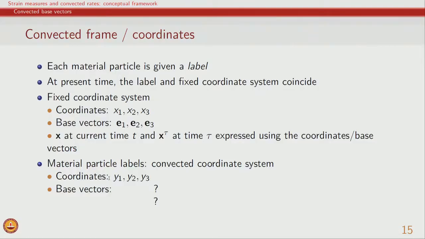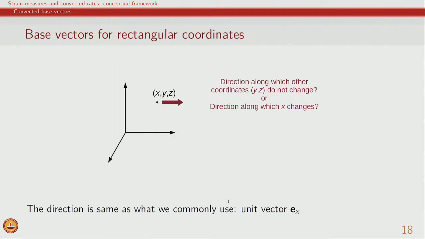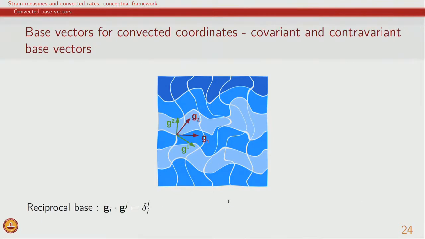base vectors. So, just to reiterate what we discussed in the last lecture, we define a convected frame in terms of a label of each and every material particle, and these labels are fixed to the material particle. So, when the material particle moves, the label or the coordinate system also moves, and then we could define two alternate sets of base vectors. One which depends on the direction in which the coordinate changes, the other one on how the constant surfaces are oriented, and these are called the tangent vectors and the reciprocal vectors.